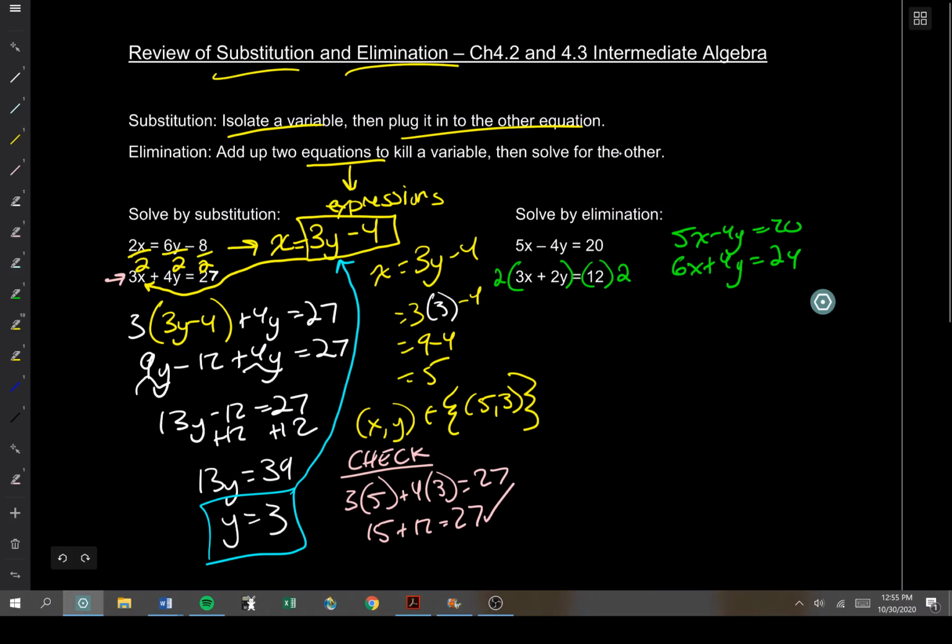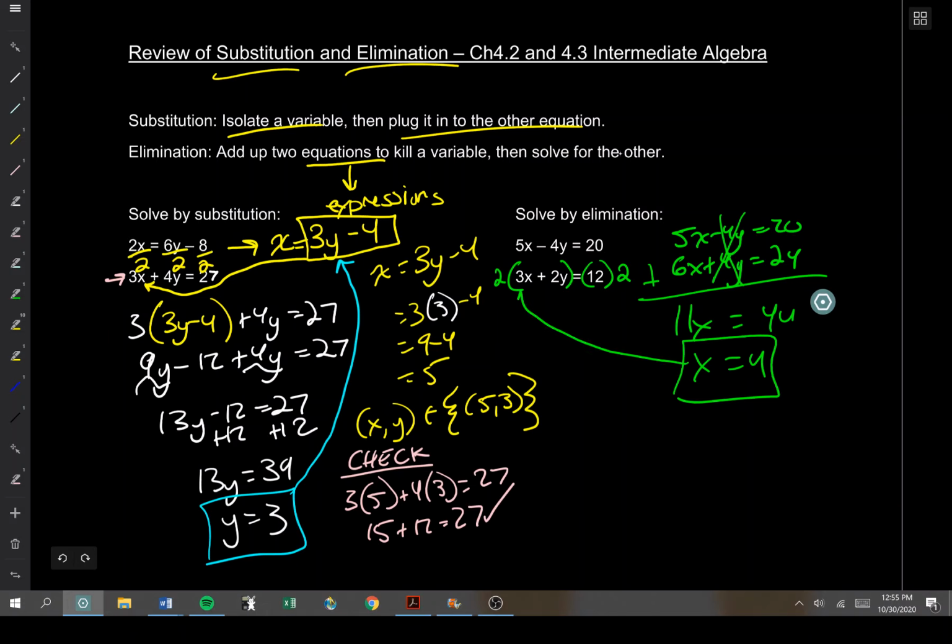The goal here is to create pairs of coefficients that have opposite signs, right? So I can add these up and get 11x equals 44 because the y's cancel, which means that x equals 4. Now that I know that x equals 4, plug it into one of the equations. It doesn't matter which one. So I'm going to the bottom one because it's closer, quite frankly. Sometimes I pick which equation has smaller numbers, but I pick the bottom one here because it's closer.